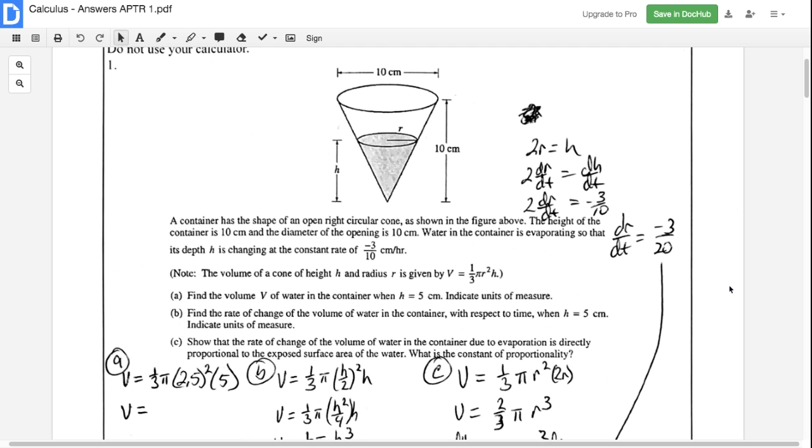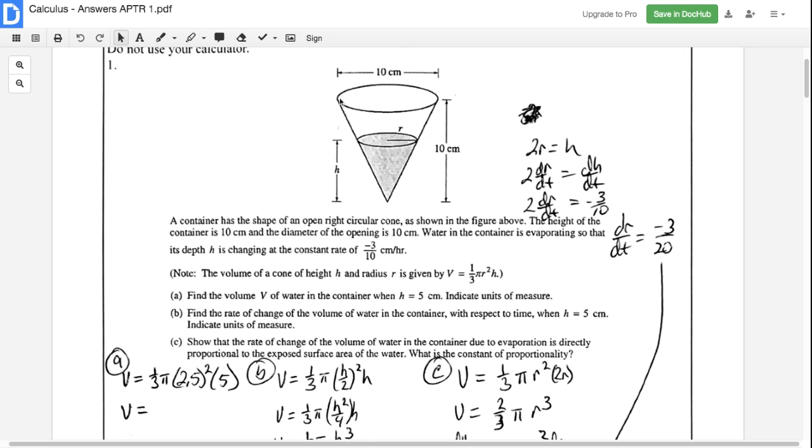First thing we want to find is the volume of the water in the container when h is 5. So that's just plugging in to this formula right here. So I just need to figure out what my radius is and what my height is. They gave me a height of 5. I need to figure out what my radius is.